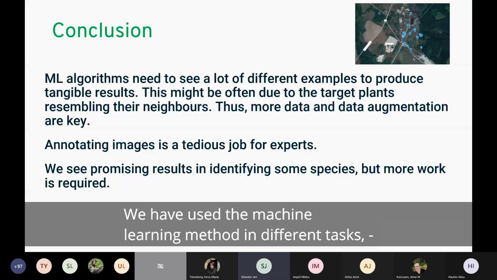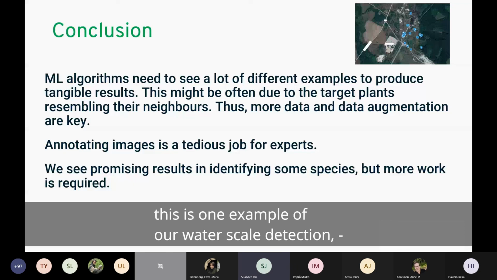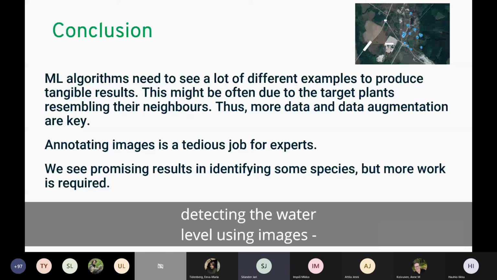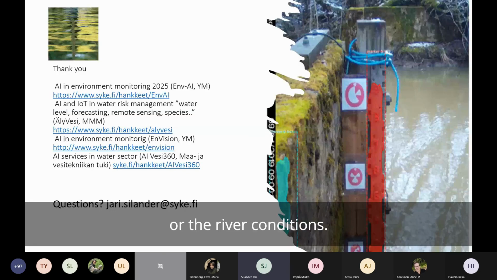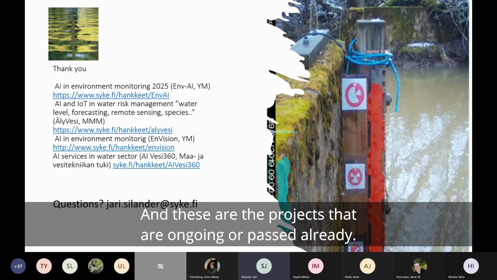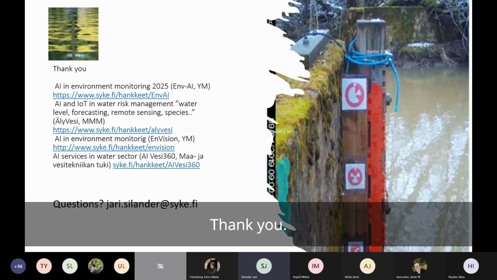We have, of course, used this machine learning method in different tasks. This is one example of water scale detection, detecting the water levels or the river conditions using images. And these are the projects that are ongoing or past already. Thank you.